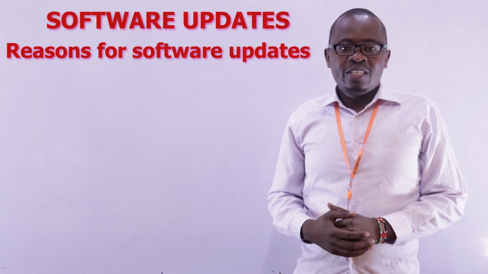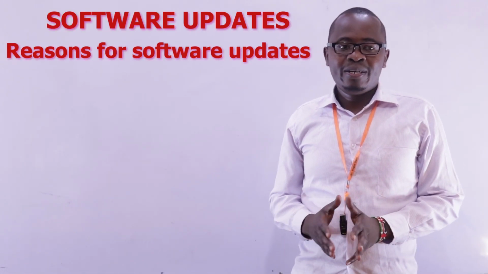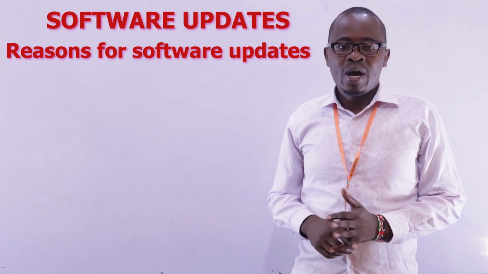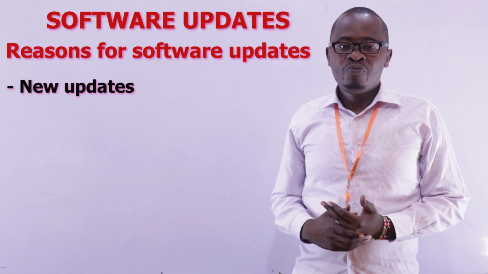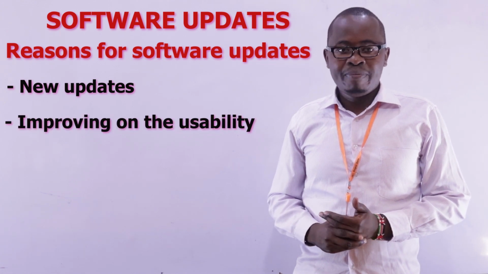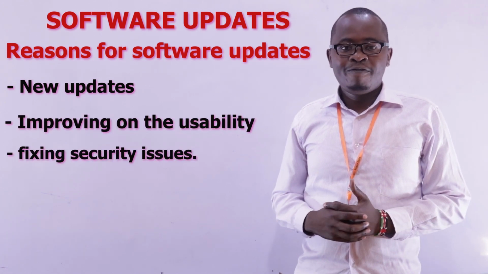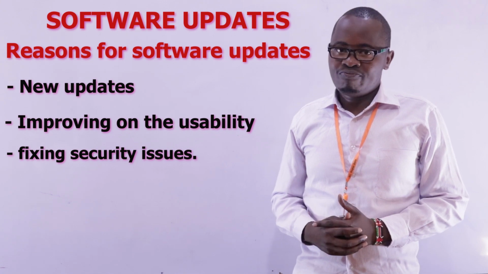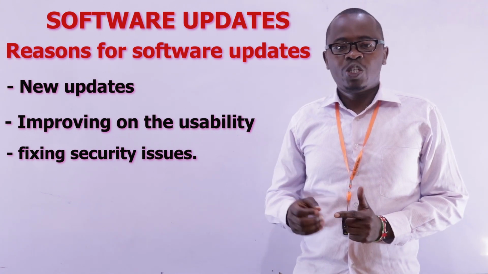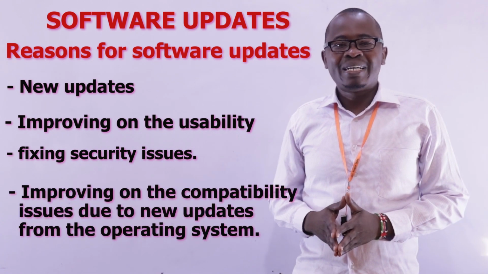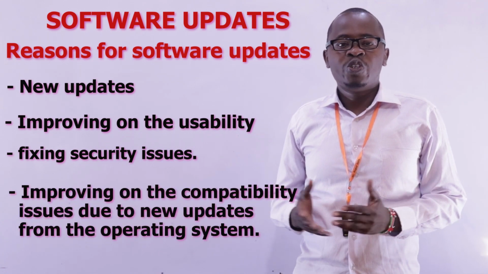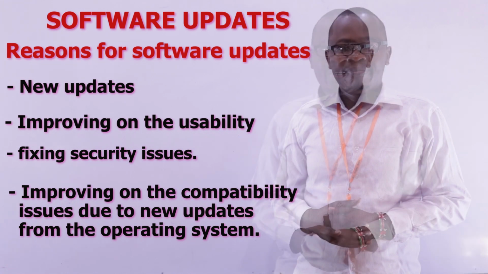The last segment is software updates, and they happen because of a number of reasons. One, when we have new updates. Two, improving users' usability. And three, fixing security issues related to the application itself. And the last one is improving compatibility issues due to new updates from the operating system.